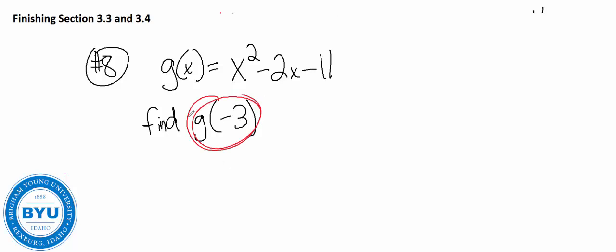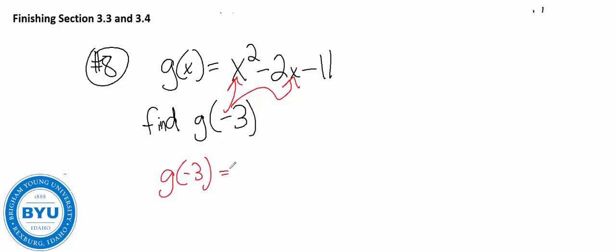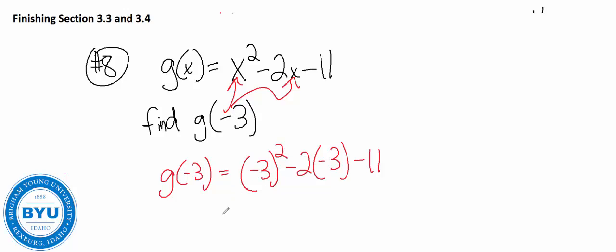Okay, well, this notation here, g of negative 3, just means that you're plugging in negative 3 for the x values. So just plug that negative 3 in. When you do that, you're going to get g of negative 3 equals, I'm plugging it in, negative 3 squared minus 2 times negative 3 minus 11. Make sure that when you plug a value in, you do use parentheses.